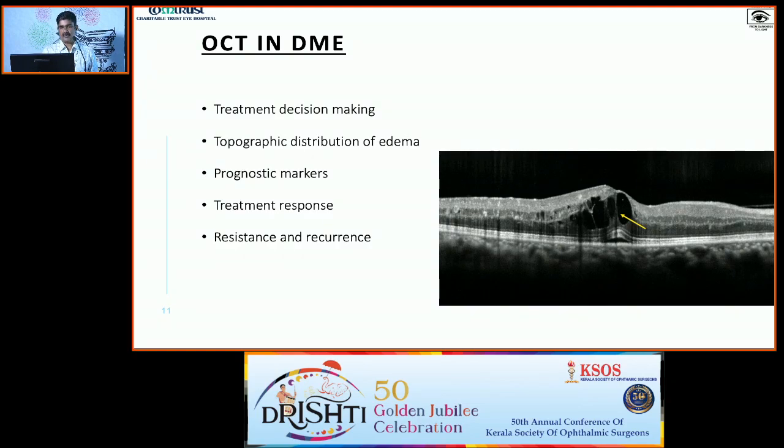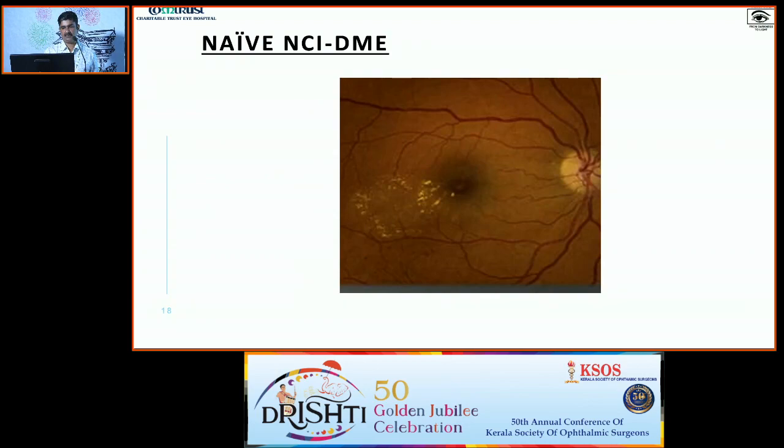OCT is the most important tool. Treatment decision making, retreatment, and when to stop treatment all depend on your OCT findings. There are also prognostic clues like bridging retinal processes or drill changes, with which you can explain to the patient so that you can increase the compliance of the patient. So coming to the management aspects, we will see some clinical scenarios.